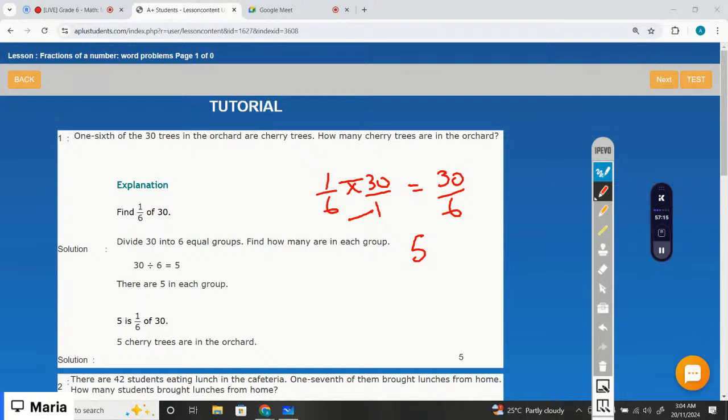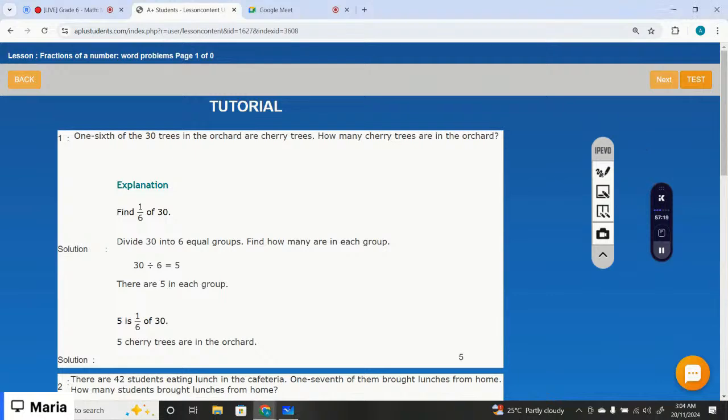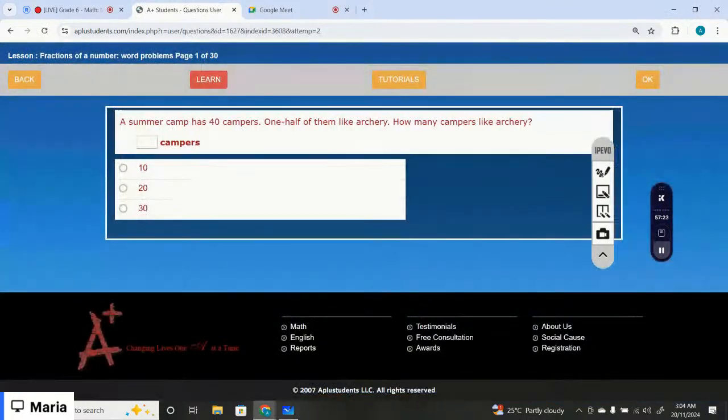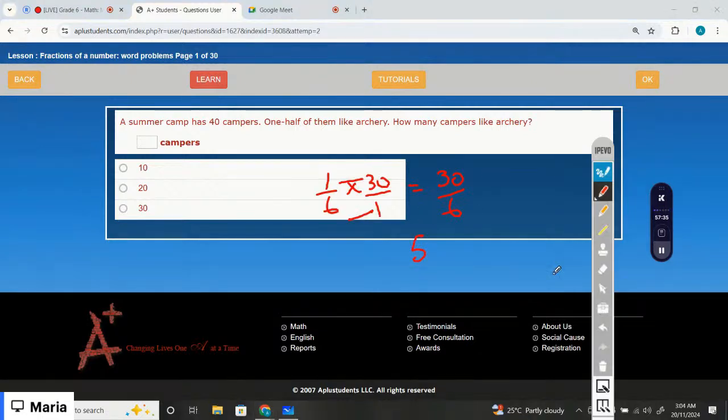Let's just start with the test questions. Let's see how do we evaluate fractions of a number. A summer camp has 40 campers. One half of them like archery. How many campers like archery? So which is the correct option? Half of the campers. You have to do 1 by 2 times 40. So which is the correct option?